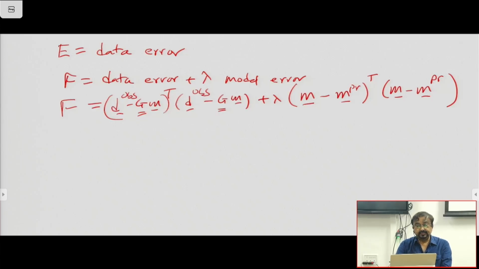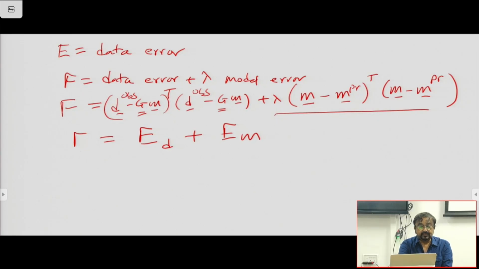These are the different kinds of norm you can put, different kinds of constraints you can put in. And in general, you can have a weighted least squares. So what we have done here, essentially, we have a data norm, ED, and I have a model norm, I'm calling it EM. For now, I will not put the lambda. Or you can just put in lambda times EM, okay? This is your f.